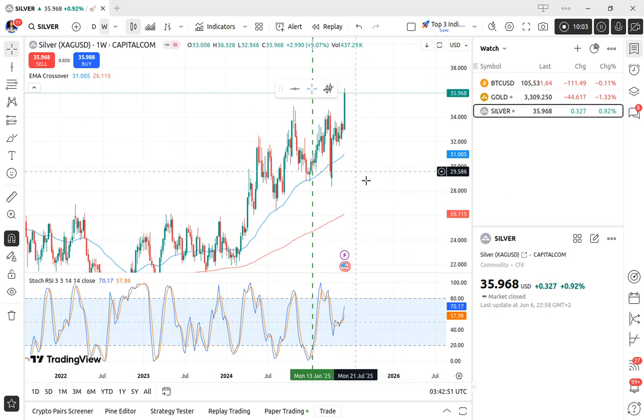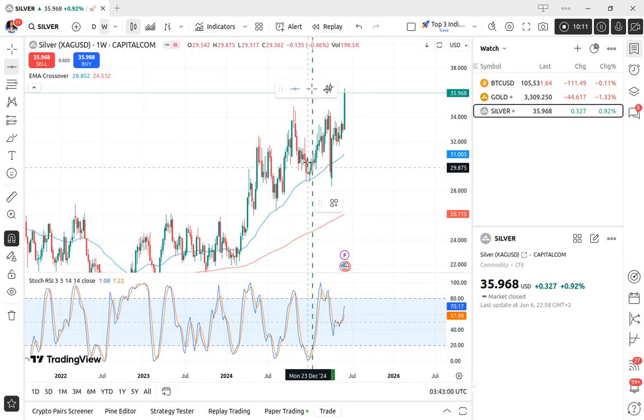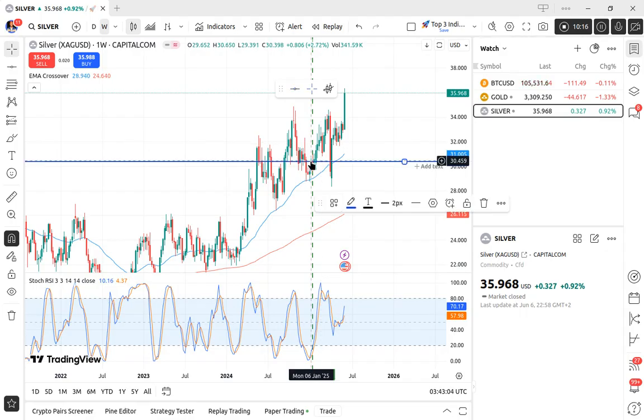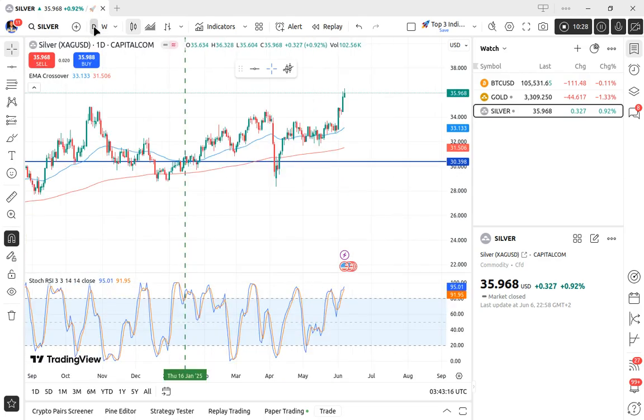There we go. So at this point, this was the perfect time to buy silver right here. Sometimes looking back in the past will help you determine how to buy in the future. So this is technical analysis. What I am showing you is technical analysis. As you can see, there it is.